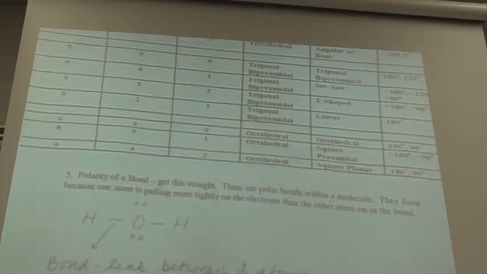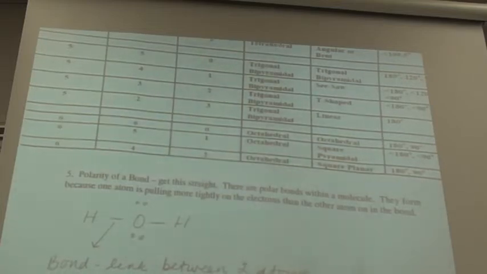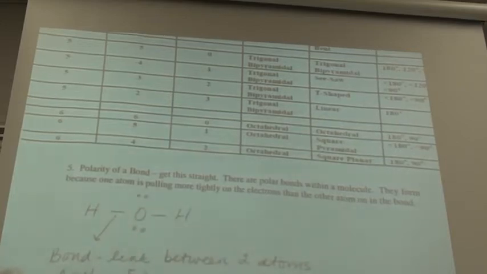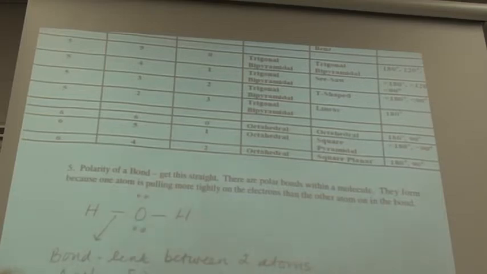Right now, tell me what the change in electronegativity is between oxygen and hydrogen. Check your chart. What is it, Holly? 1.4? Yes. The difference in electronegativity is 1.4. This bond is a polar covalent bond. Got it? This is what we did before.